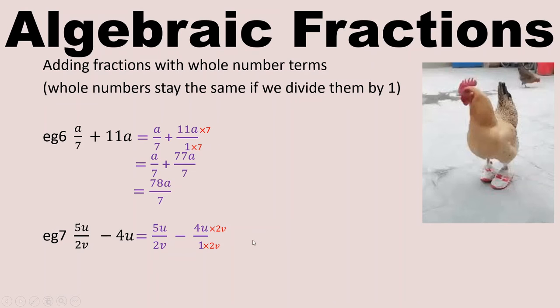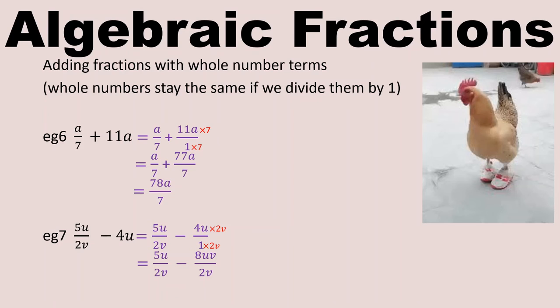Now if you don't remember how to multiply two algebraic terms, we need to multiply number by number and letter by letter. 4u times 2v will be 4 times 2 is 8, and u times v, we'll just put them alphabetically, uv.